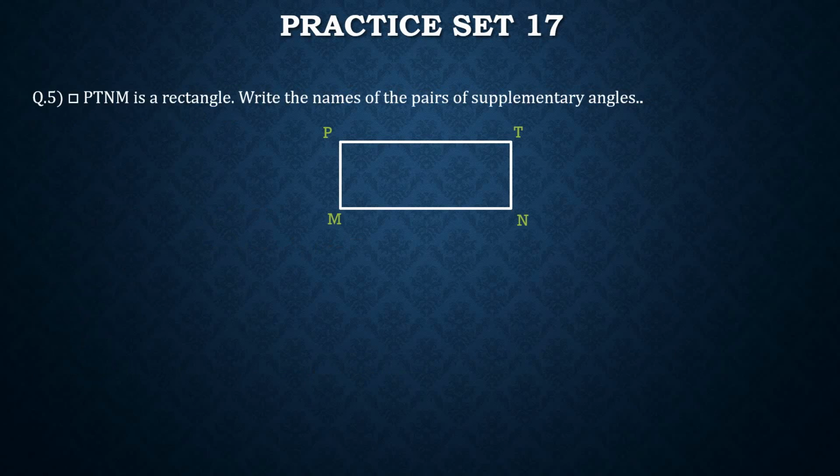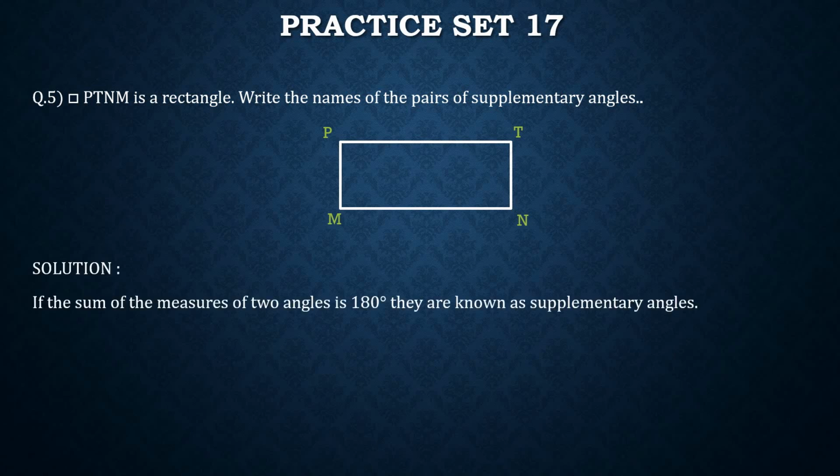Fifth sum. Quadrilateral PTNM is a rectangle. Write the names of the pairs of supplementary angles of this quadrilateral. Solution. If the sum of the measures of two angles is 180 degrees, they are known as supplementary angles. The measure of all the angles of a rectangle is 90 degrees, because rectangles have all the angles as 90 degrees.